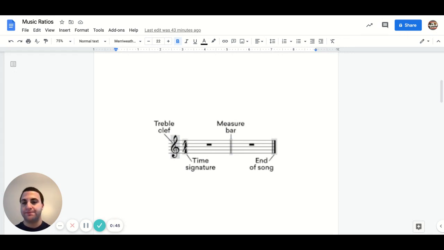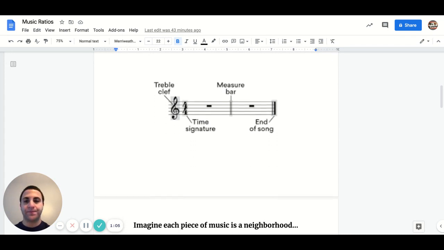So we have our treble clef on the left, our time signature, the two numbers stacked on top of one another. We have the bar or the bar line that separates our measures. And lastly, on the far right, we have the double bar line, which shows the end of a song.